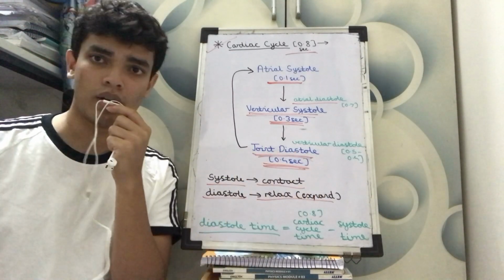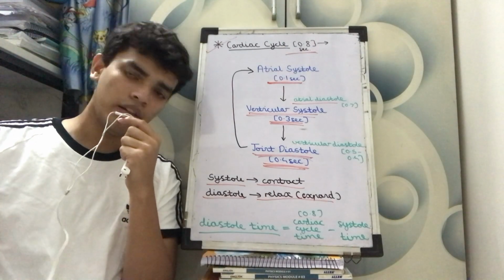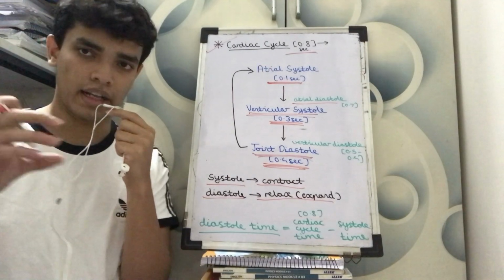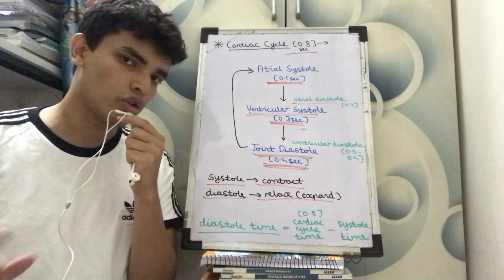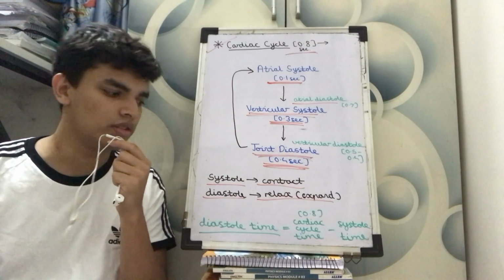joint diastole. So what happens in joint diastole? Both the atria and the ventricles are relaxed, meaning no one is contracting. Normally, joint diastole is where no one is contracting. It is of 0.4 seconds.